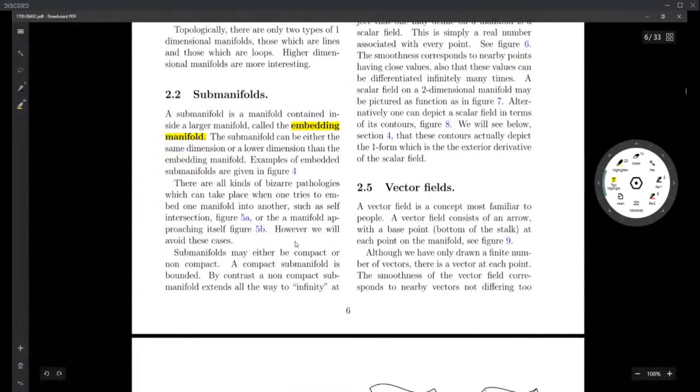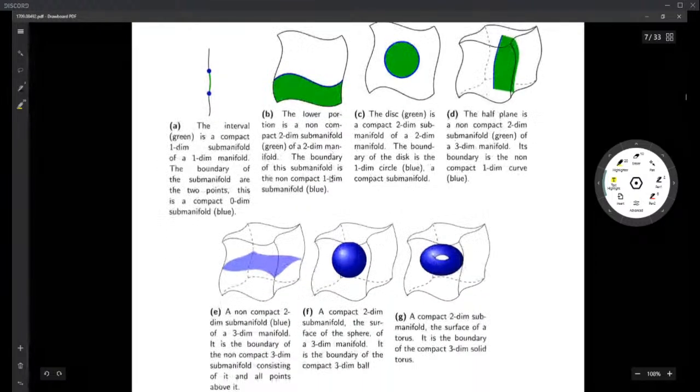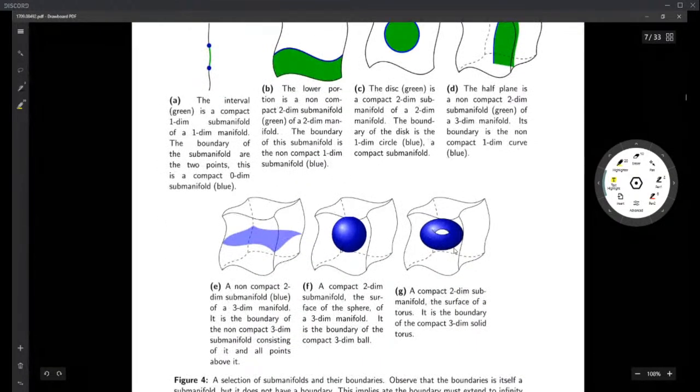So yeah, right here I can show you some examples. Here's a submanifold within a one-dimensional manifold, and this is another within a two-dimensional manifold, and so on and so forth. There's a torus within a three-dimensional manifold and a sphere within a three-dimensional manifold.